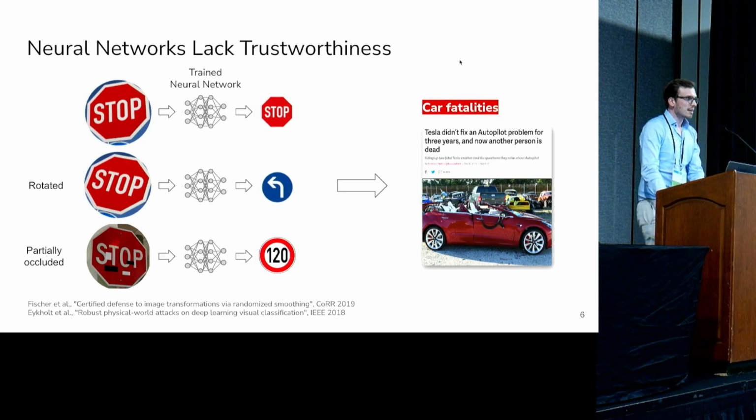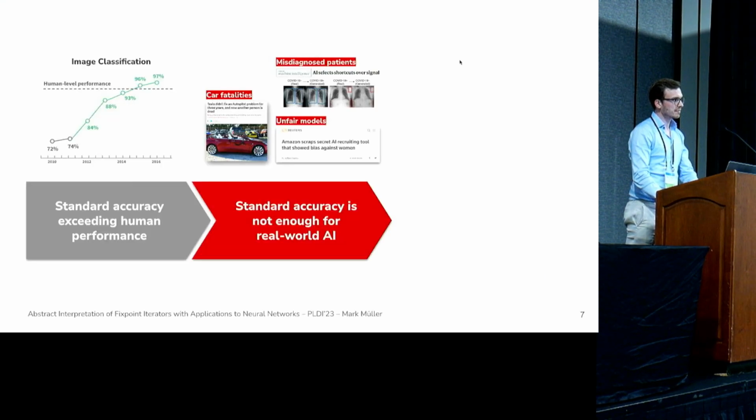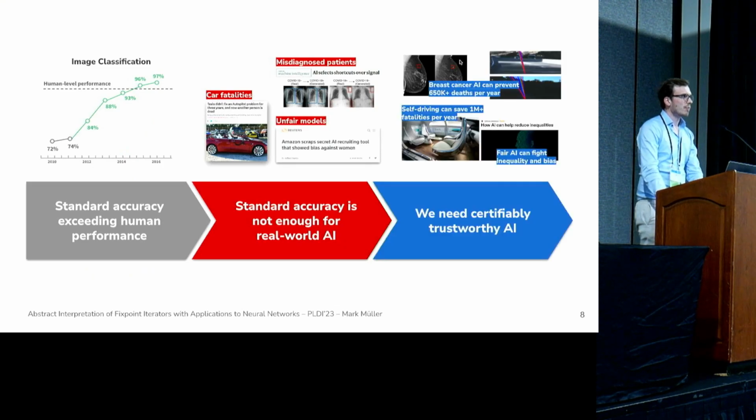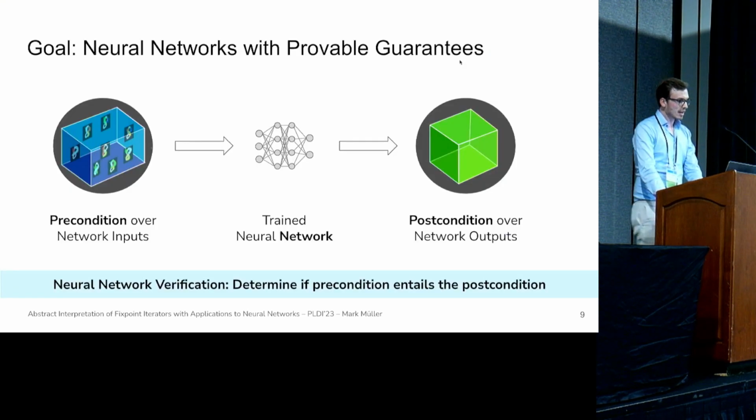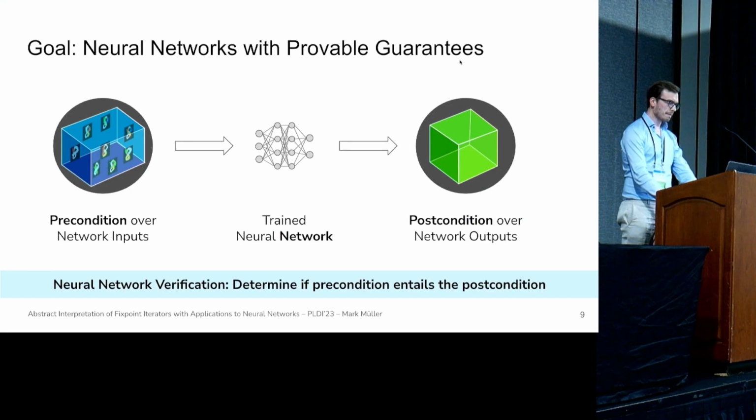While this is academically a curiosity, it can have fatal consequences if we deploy such systems for real-world safety-critical tasks. Thus, we conclude that standard accuracy is not enough for real-world AI. Instead, we require certifiably trustworthy AI. To formalize this a little bit, we want neural networks with provable guarantees.